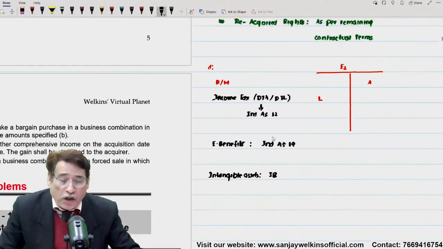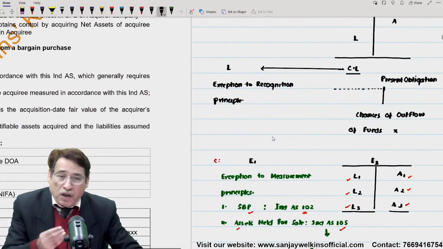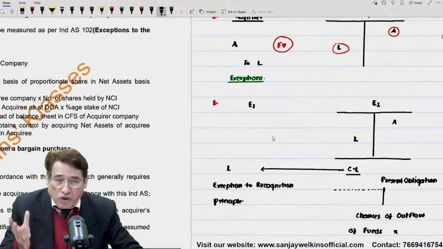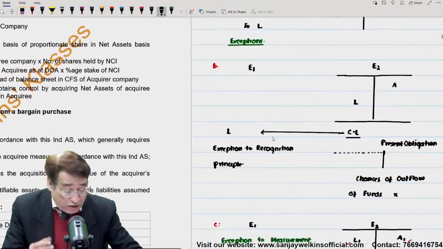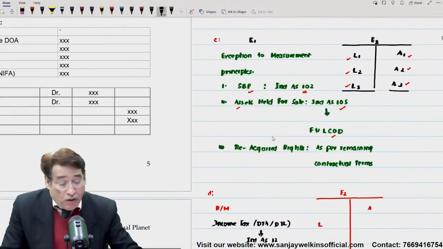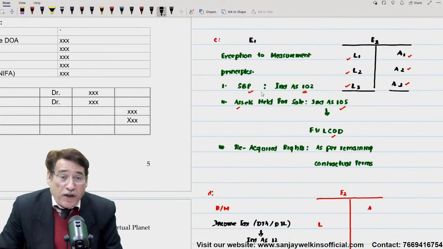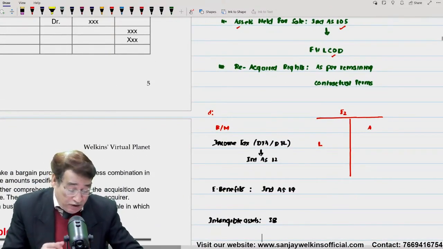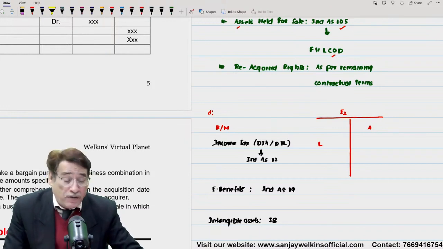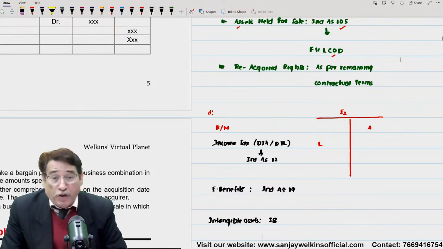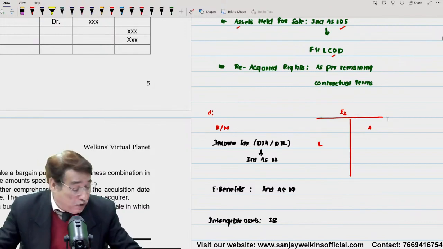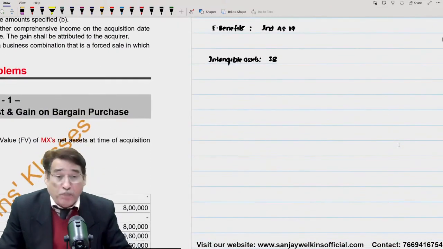Could you now tell me quickly, what is an exception to the recognition principle? Give me an example. Recognition principle: contingent liability. What are the exceptions to measurement principles? Share-based payment, assets held for sale and reacquired rights. And what are the exceptions to recognition and measurement principles? Income tax liability, employee benefit expenses and, as I told you, intangible assets. So these are the things which we have to take into account. Is it clear to you? This is your second step. So the second step is pretty wide.